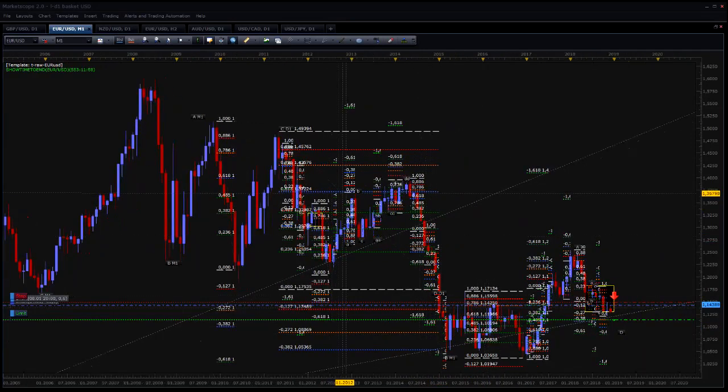By that, it formed a lower low. And so we were able to draw a new AB in a downtrend.